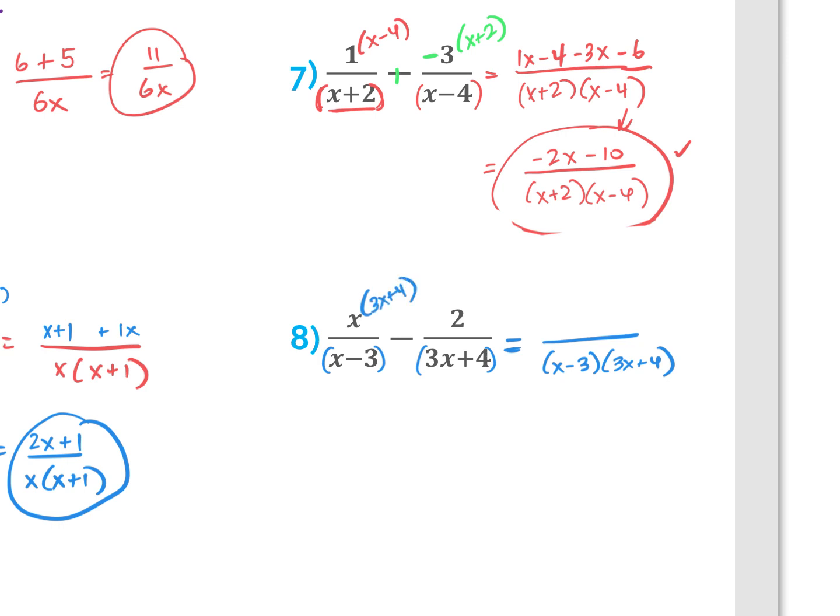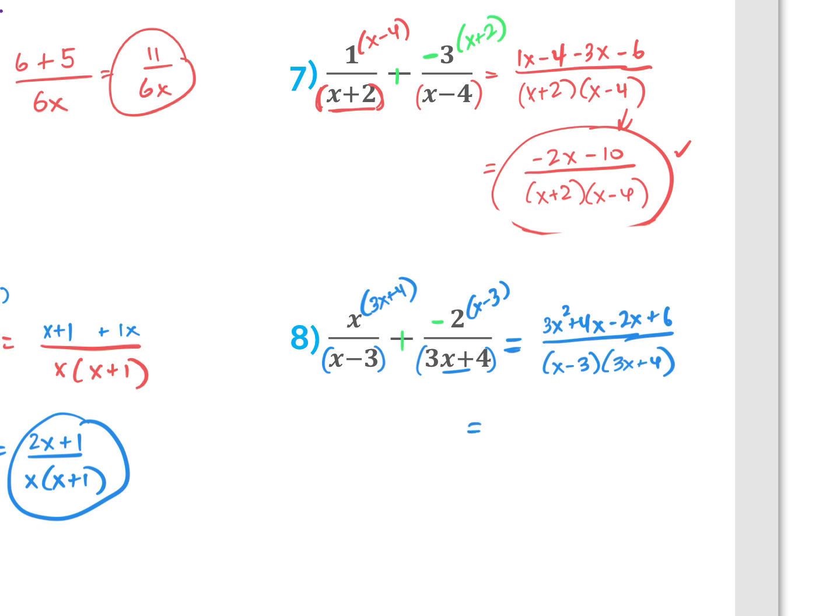And so I'm going to distribute that. So I'm going to get 3x squared plus 4x. Now here with this minus, I am going to change it from a plus and make the numerator negative like that, just because it's easier for me to do that. And then I know I'm going to multiply by the factor that's not down here, right? So 3x plus 4 is down there, so I'm going to multiply by x minus 3. And so I'm going to distribute. I'm going to get minus 2x plus 6.